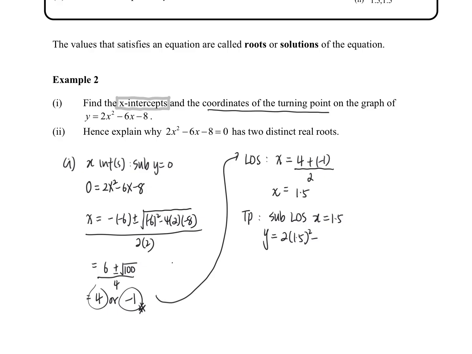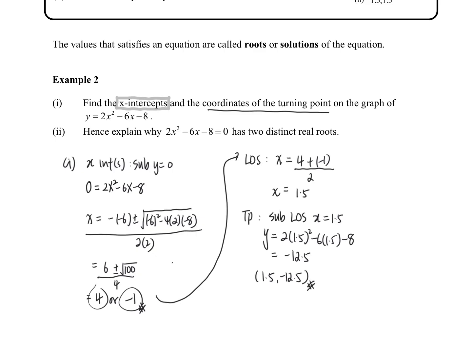But of course, if you want to work a bit harder, you go and complete the square. You can also get your line of symmetry directly. You can get your turning point directly. So it depends on how you want to get to your answer. Okay, so your turning point is 1.5, negative 12.5.